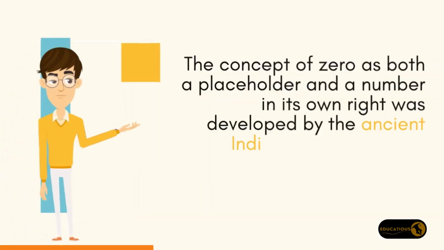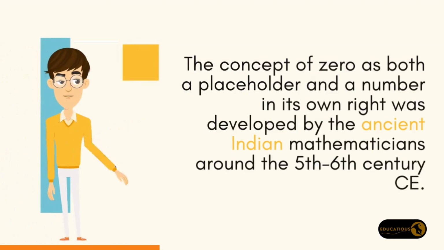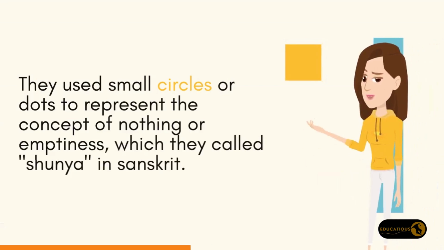The concept of zero, as both a placeholder and a number in its own right, was developed by the ancient Indian mathematicians around the 5th to 6th century CE. They used small circles or dots to represent the concept of nothing or emptiness, which they called shunya in Sanskrit.